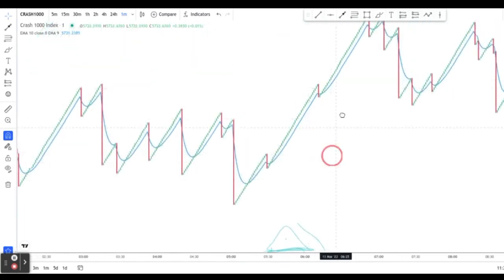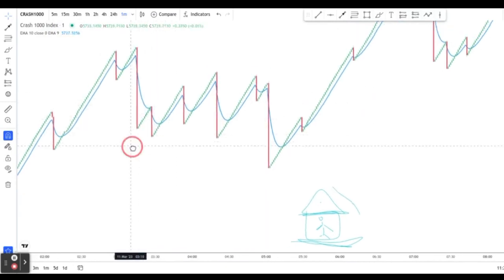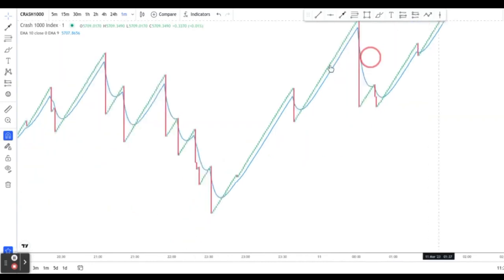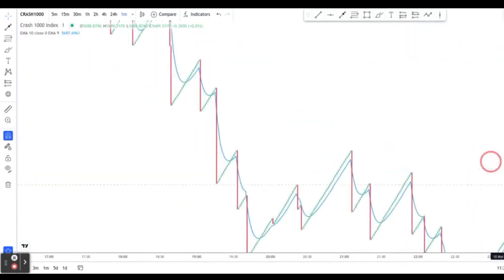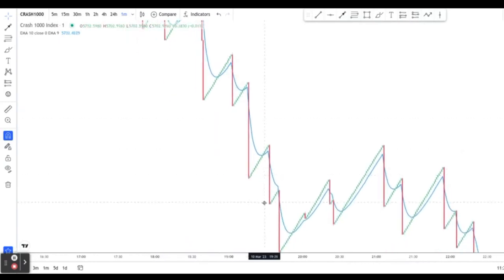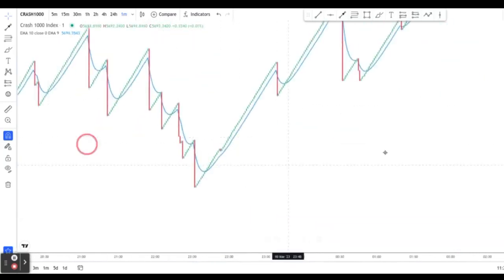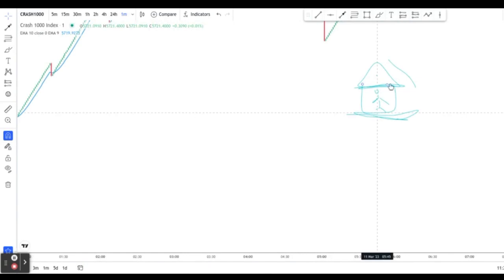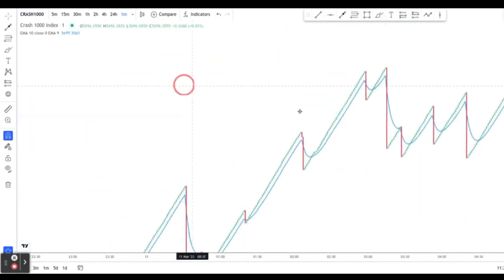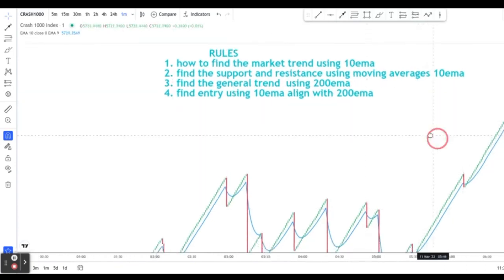So now when the price is below the moving average. Let me find a clear example of below. Yes, very good. So when the candle is below, you can see that the candle is below the moving average here. So that is working as a resistance, just like you standing under the roof. You can see you are below the roof. So the roof is above you. So that is acting as a resistance. So we have finished the second rule, which said find the support and resistance using the moving average 10 EMA.